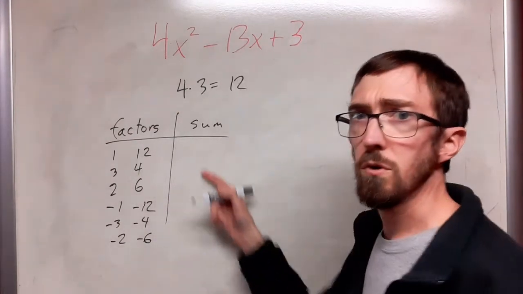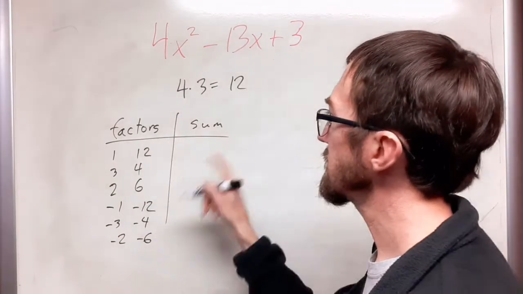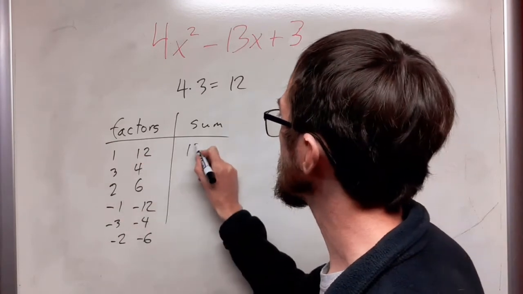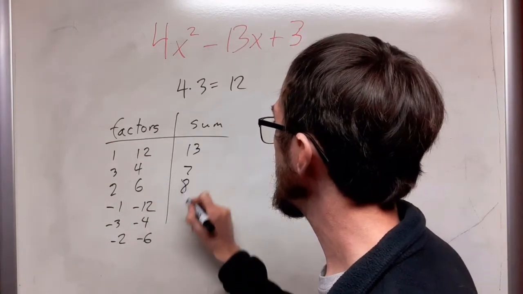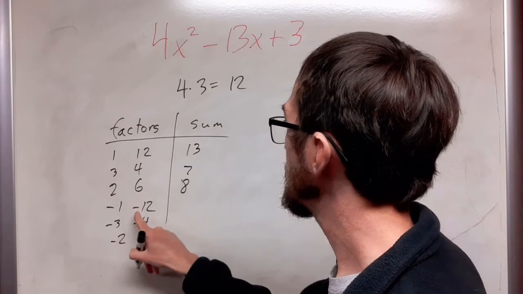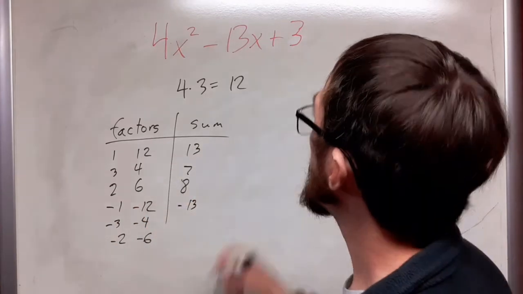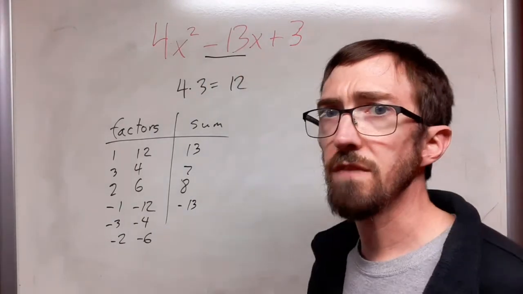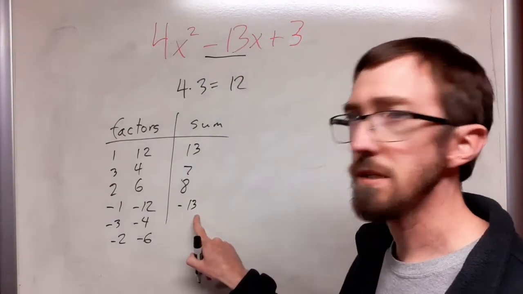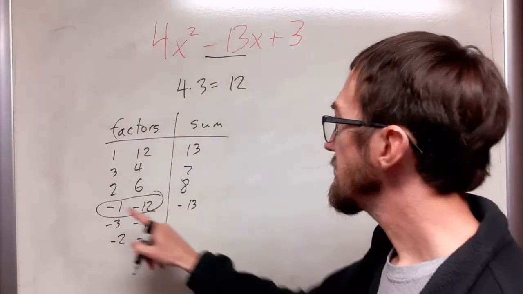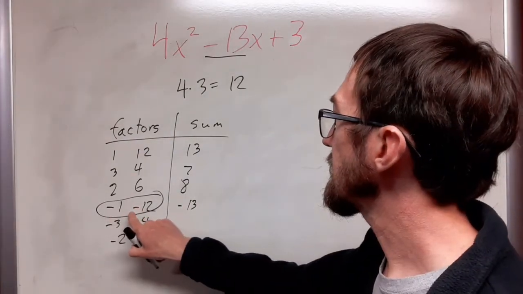And then for this right-hand side, we are going to just add straight across. 1 plus 12 is 13. 2 plus 6 is 8. Negative 1 plus negative 12 is negative 13. And we can stop when we reach this b value, which we have at this point. So the two numbers that we are interested in are negative 1 and negative 12.